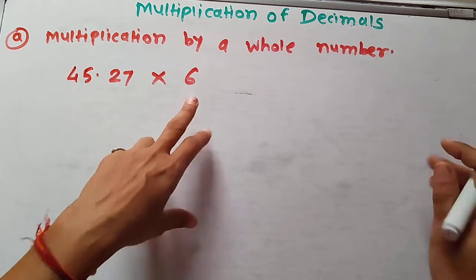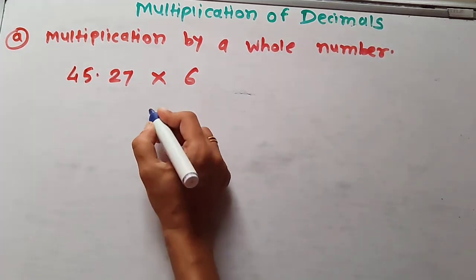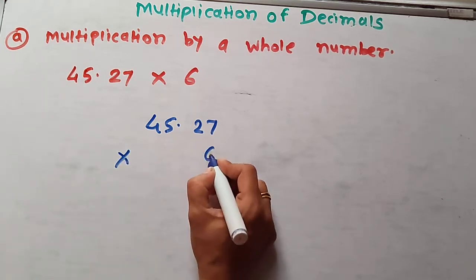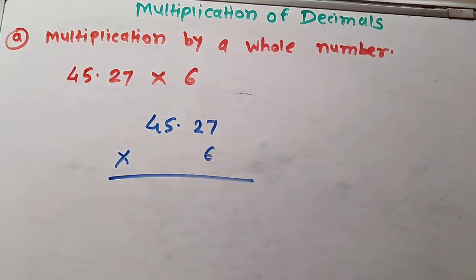6 is a whole number. So first we have to arrange the number, 45.27 multiplied by 6. Now the first step is you have to ignore the decimal point.